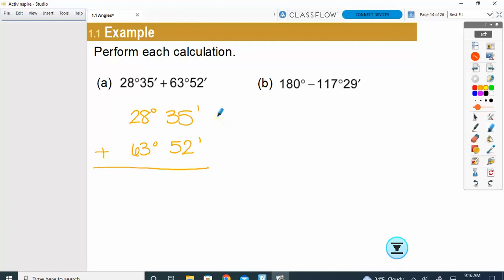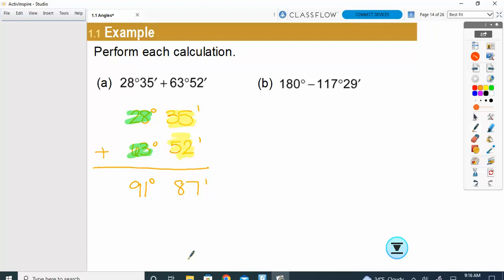So when we add these, we add like things. So we add the minutes together. So what's 35 plus 52? 87. So we get 87 minutes. And then we add our degrees together. So 28 plus 63. So we have 91 degrees, 87 minutes.